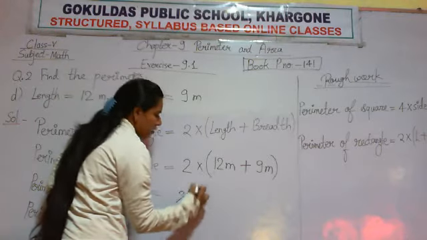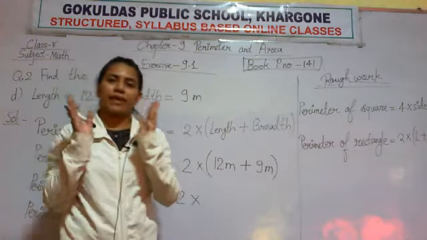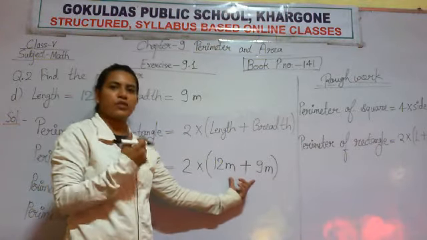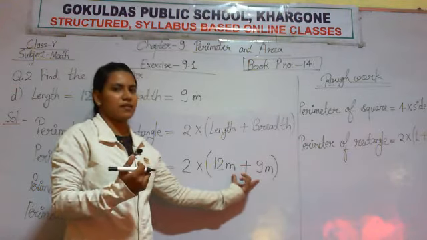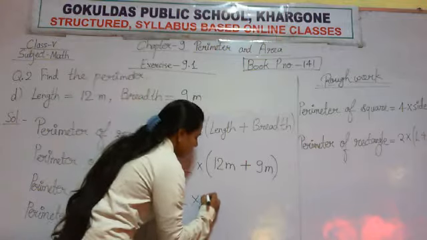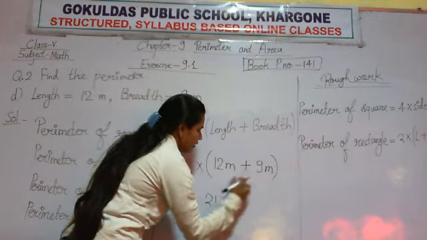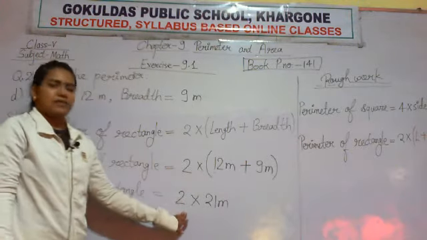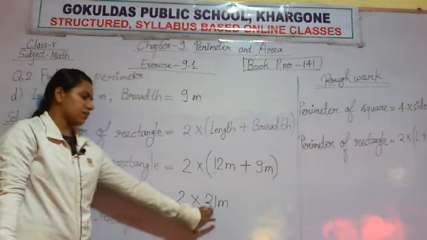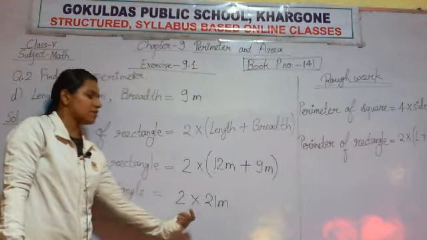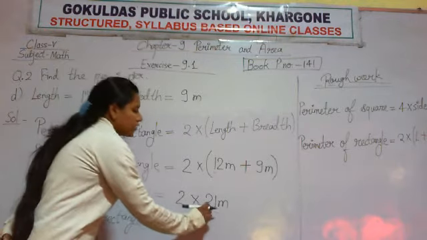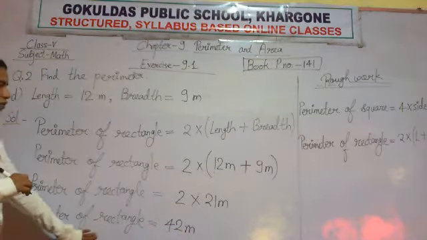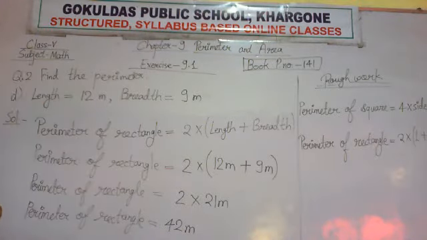Now again solve further in the next step. So 2 multiply. Now as we solve the bracket first, solve this bracket first. 12 meter plus 9 meter. Arrange both the numbers column wise and add them. 12 plus 9, 21, and the unit is meter. So write 21 meter. Now in this step we observe that 2 is multiplied with 21. So arrange both the numbers column wise and multiply them. So when we multiply 2 with 21, our result is 42 meter. So here the perimeter of rectangle is equal to 42 meter.